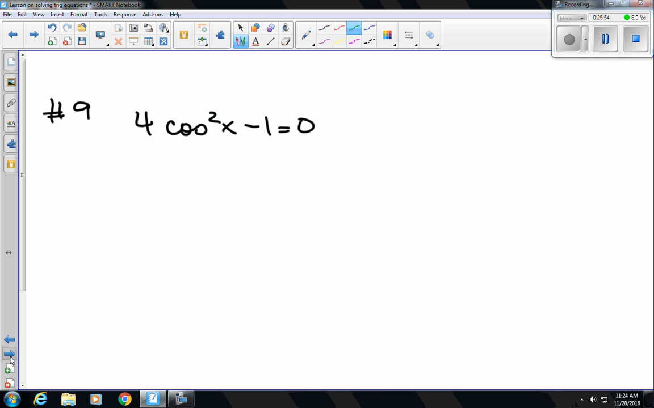Is that cosine? It is cosine squared x. And x, theta, beta, gamma, alpha, those are all just different notations for give me the angle that satisfies this ratio. That's the first step. Add the 1. So 4 cosine squared x, divided by 4.